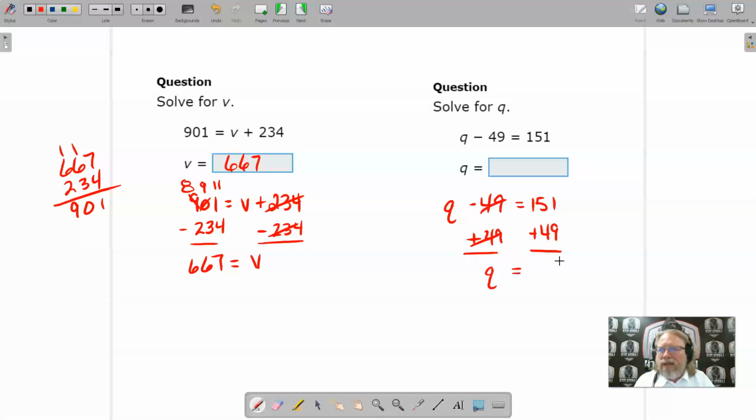Now we have 1 plus 9 is 0. Carry the 1. 5, 6 plus 4 is 10. Throw on another 0 there. Carry the 1. And we end up with 200. So q equals 200.